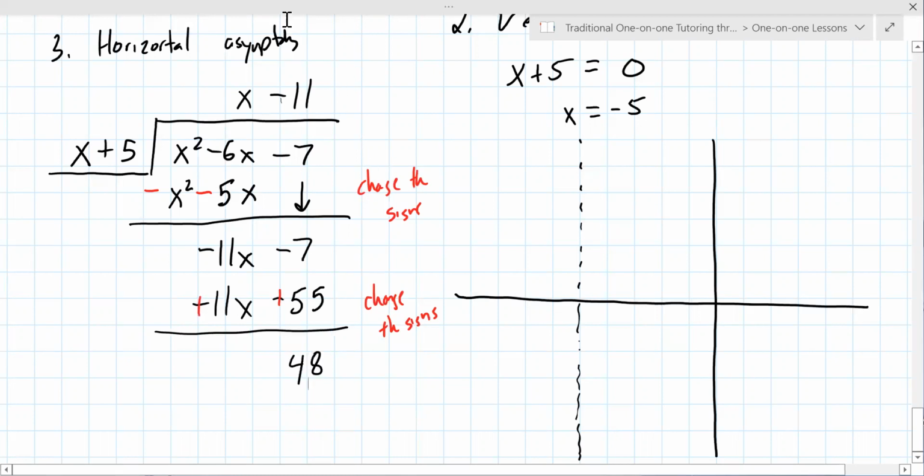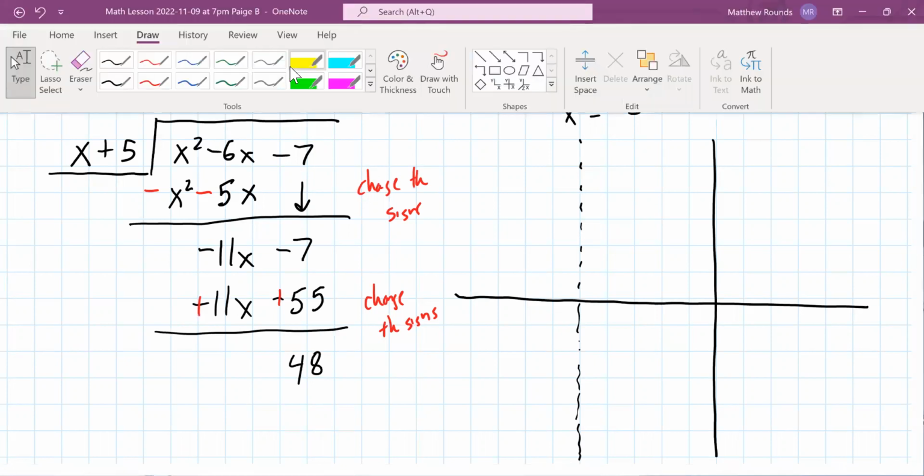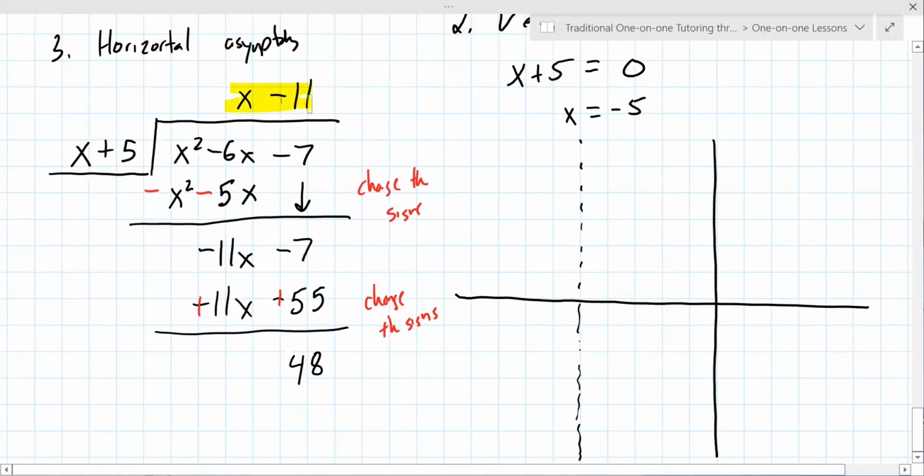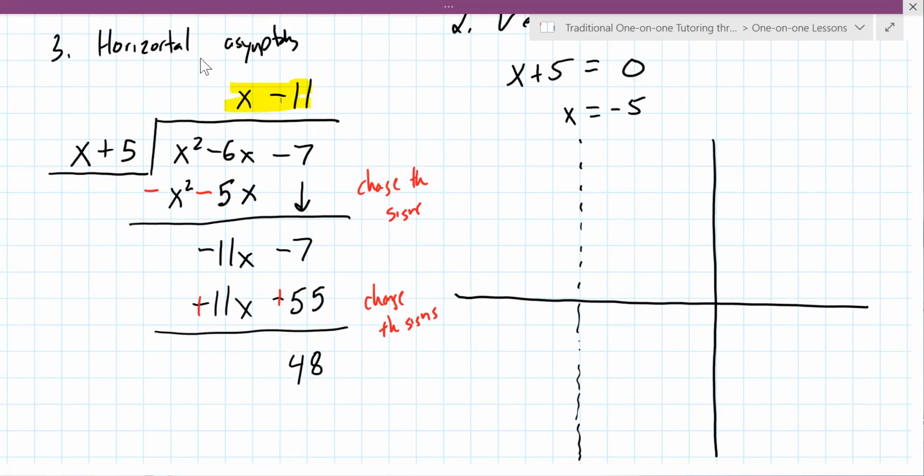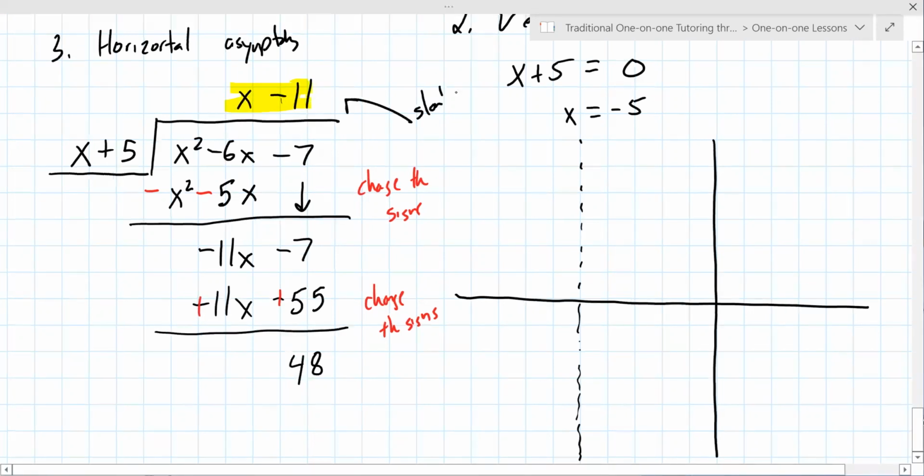What is important is this thing up here, up above. This is your slant asymptote. This right here is your slant asymptote. Okay, so it's literally the equation y equals x minus 11.